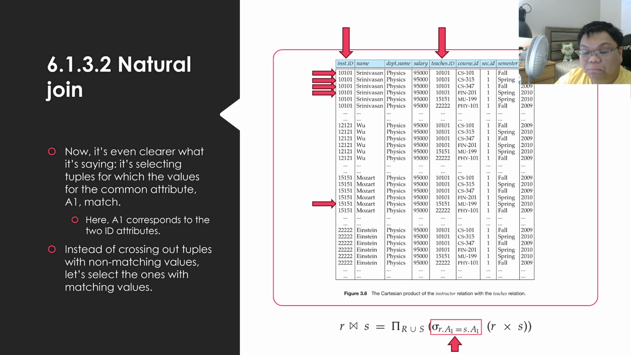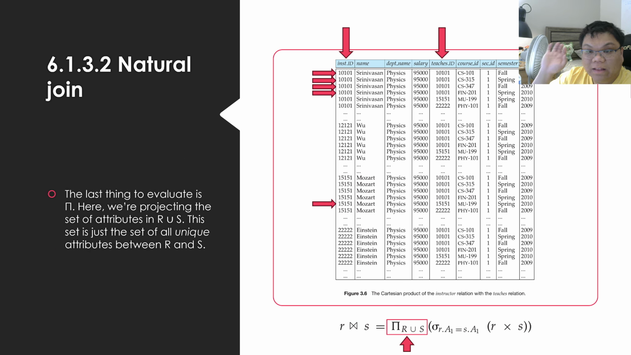In the previous set of slides where I first demonstrated it, I just crossed out all the nonsensical rows. Rather, instead of that, I'm going to use arrows to point to the rows that we're going to select. Okay, now we have selected all the rows for which instructor ID equals teacher's ID. Now we have to evaluate pi.